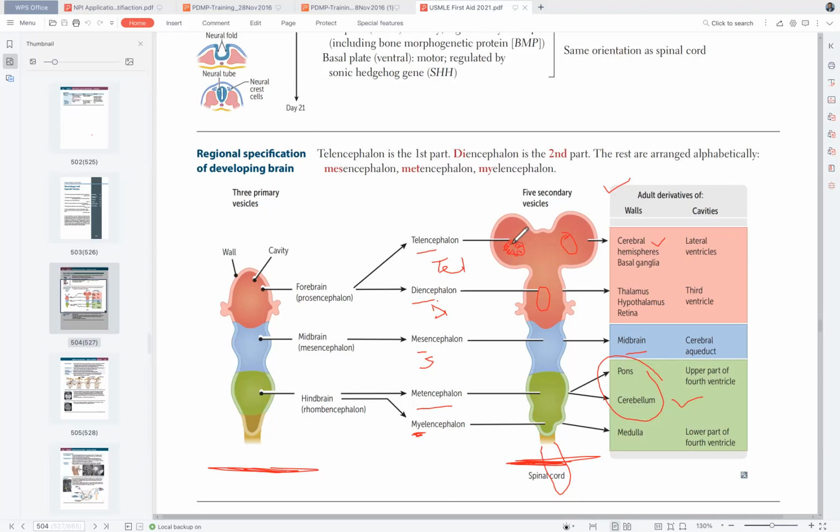So now, if we make the CSF here inside the ventricles, it moves through here. If there's a cavity here, that would be the foramen of Monro. Foramen of Monro. And then it comes into the third ventricle. So this is the first ventricle, maybe two. Then the third one is this one, and it will be inside here.